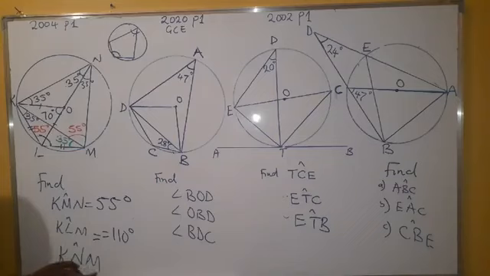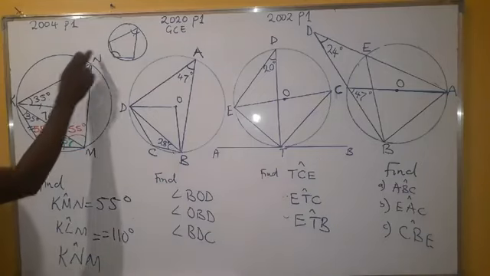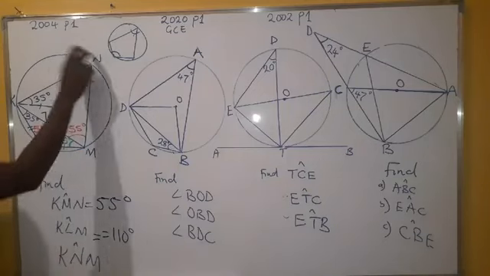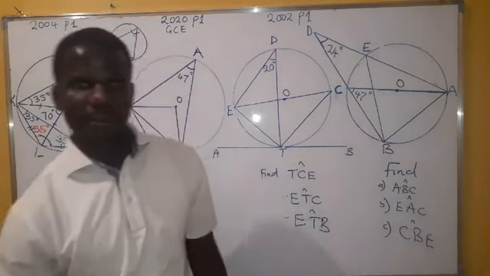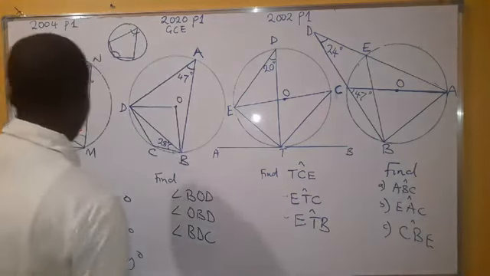Then KNM. KNM. So we need to add these two. What are we going to get? We'll get 70 degrees. I hope you have gotten my explanation on the first one. So we proceed.